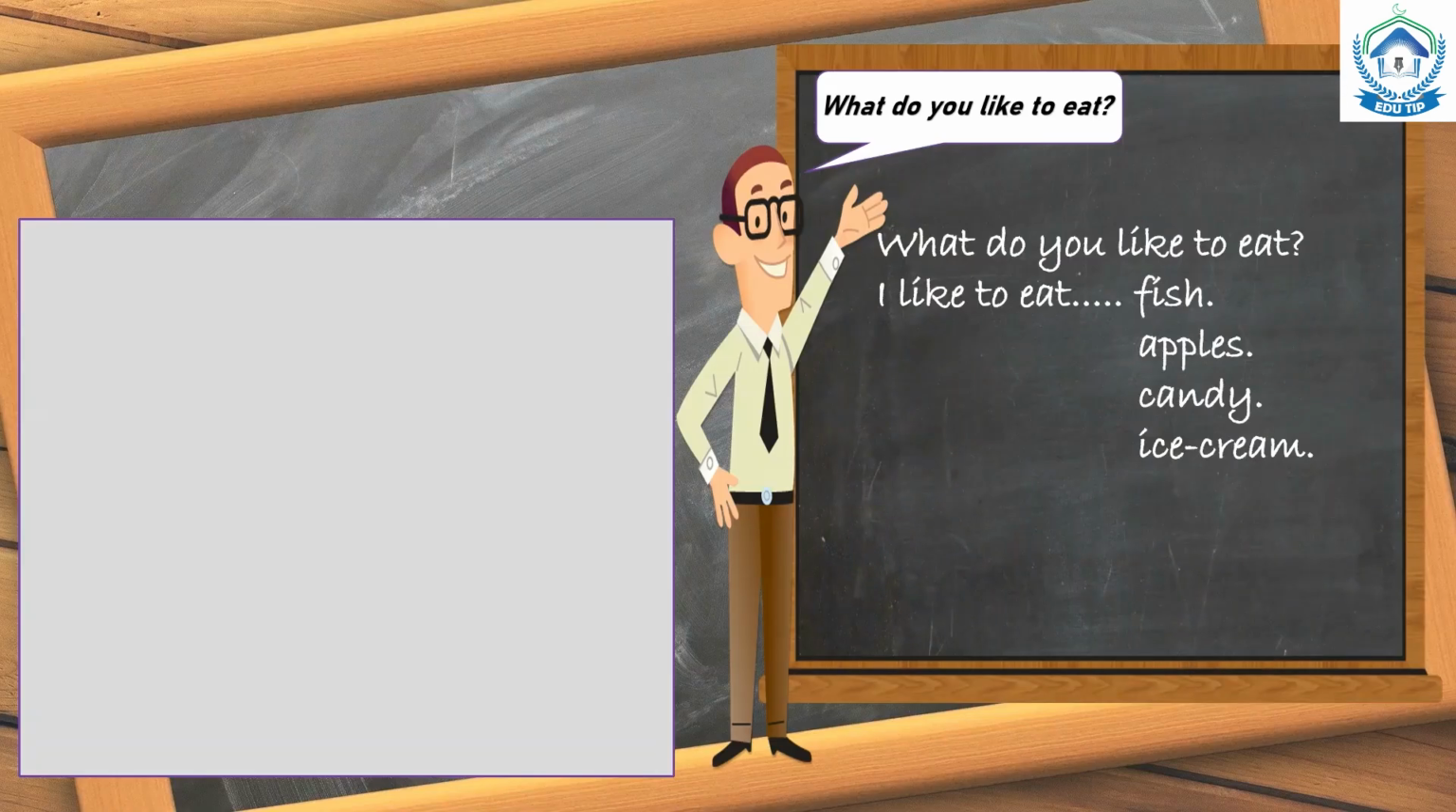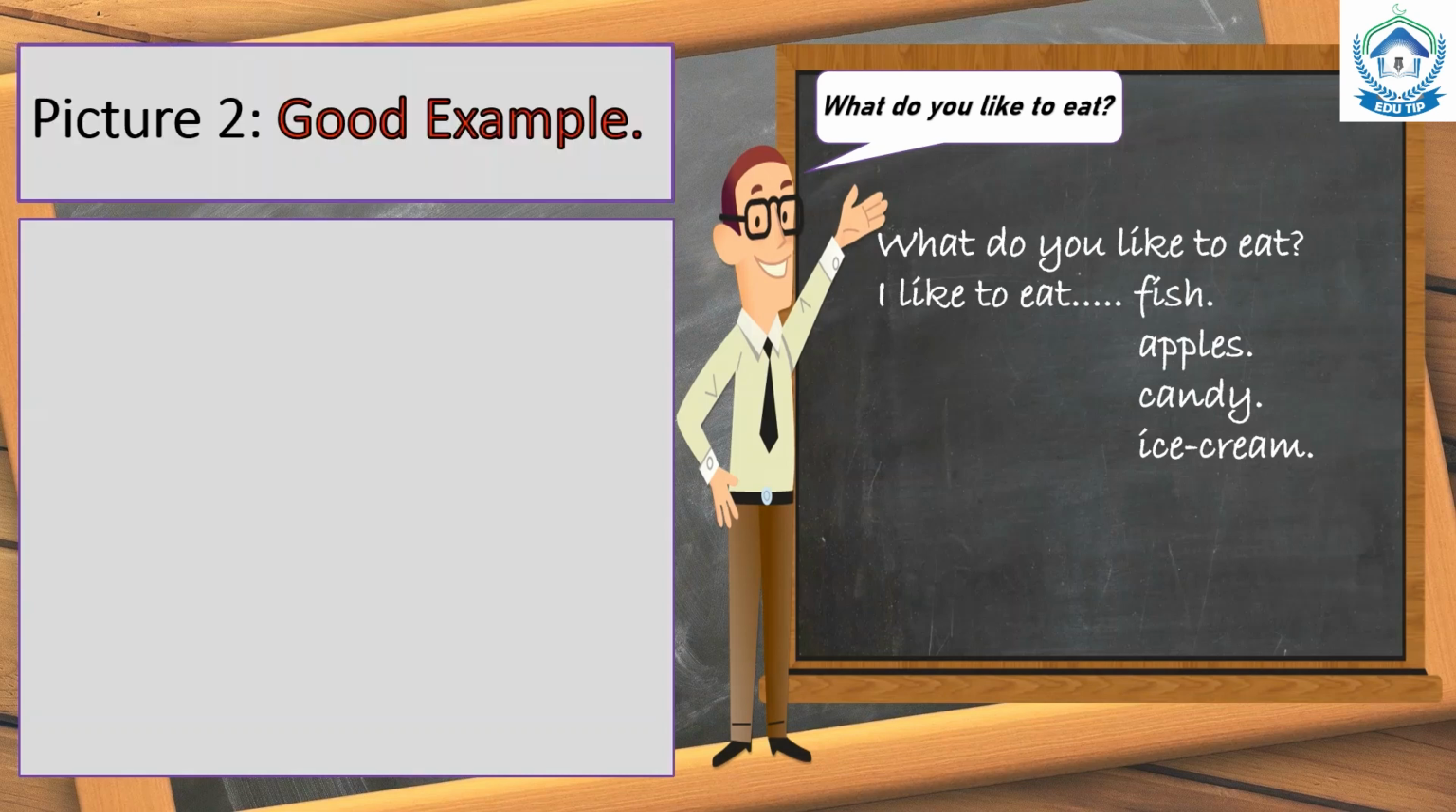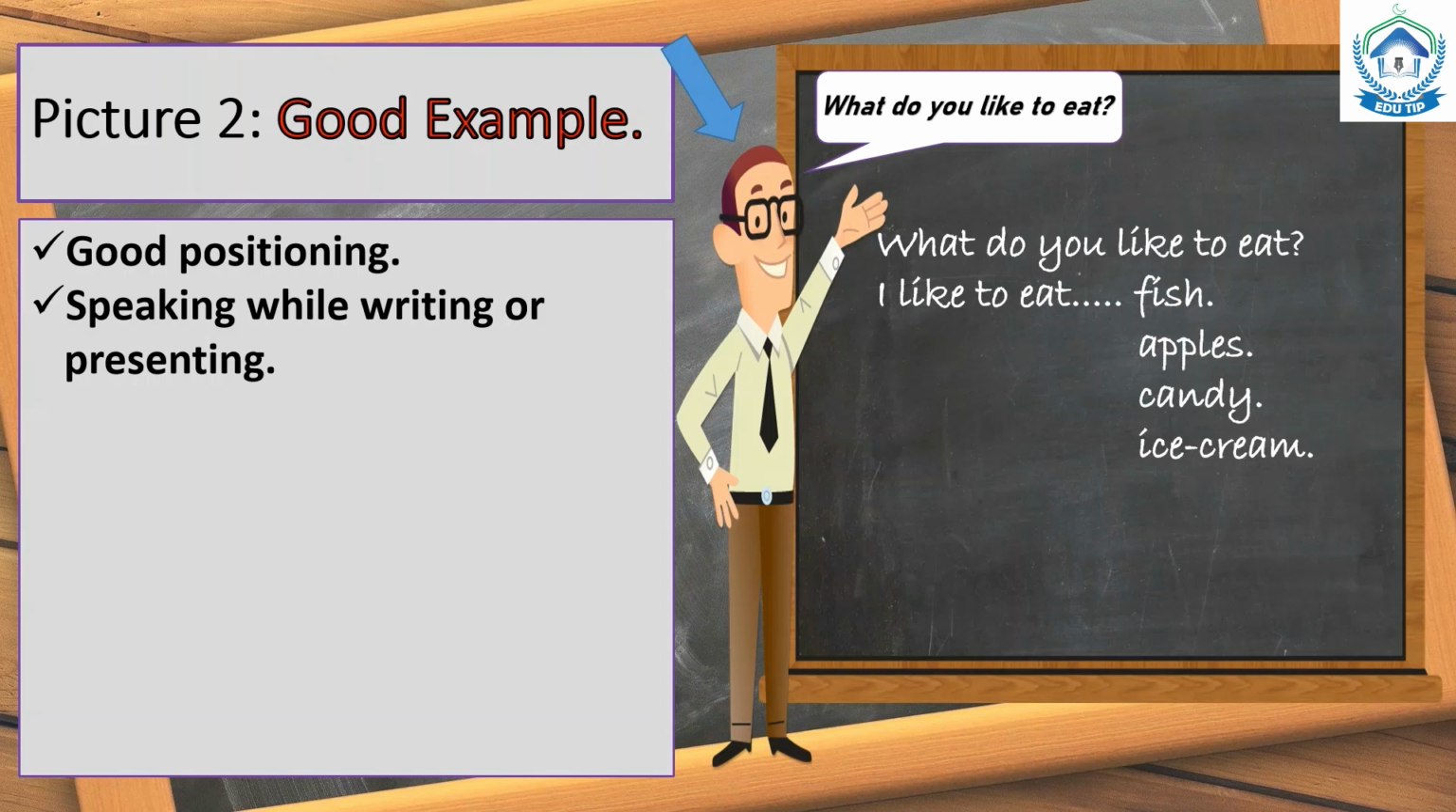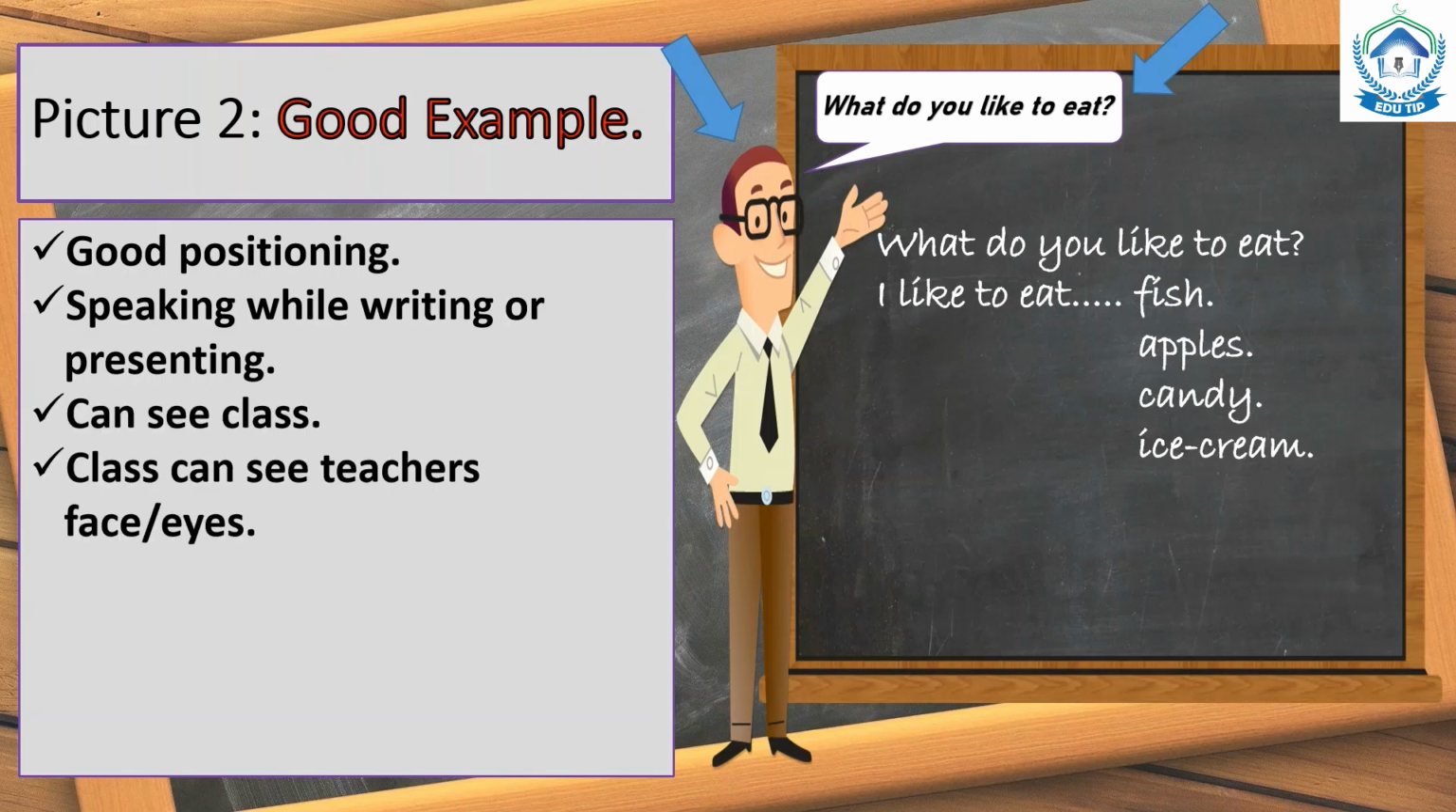So here is picture 2. And as you probably guessed, this is a good example. This teacher has good positioning. He's on the left-hand side of the board and he's not blocking the view of any of the students. He's also speaking while he's writing or presenting. This is important because it shows that you're going over the material with the students and it keeps them involved and engaged. Because his back is not to the class, he can see the class, and the class can see his face and his eyes. This again keeps the students' attention and it lets them know that the teacher is monitoring them and watching them and paying attention.